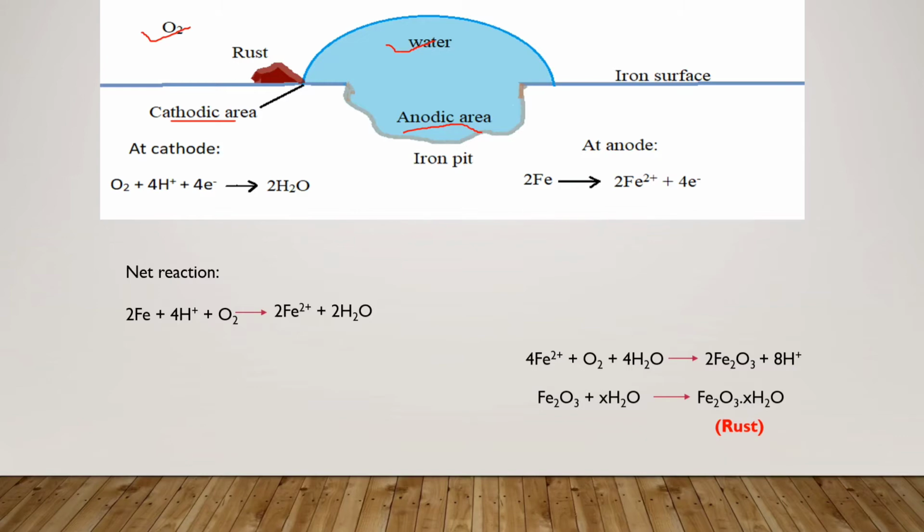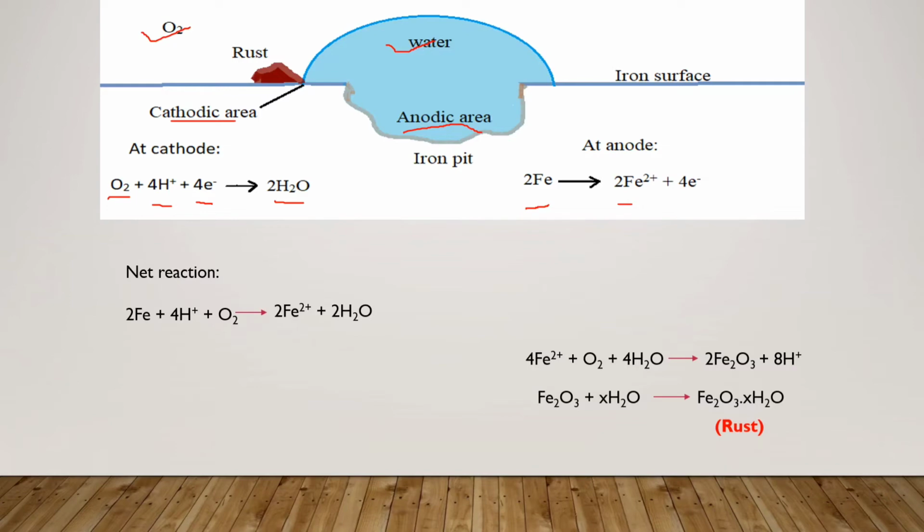In the anodic area, there will be no direct contact with the atmospheric oxygen, but there will be contact with the water. Now, let us have a look at the redox half reactions occurring at the cathode as well as the anode. At the cathode, oxygen is getting reduced by 4 electrons to form water in the presence of H+. On the other hand, at the anode, Fe is being converted to Fe2+ by the release of electrons.